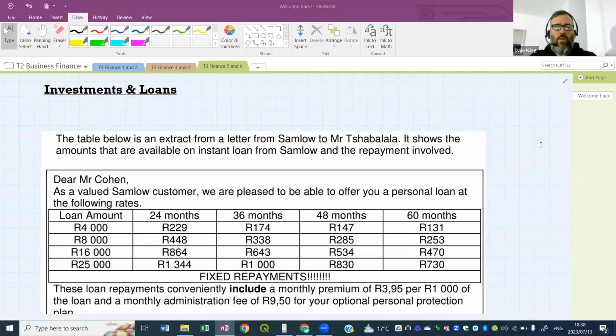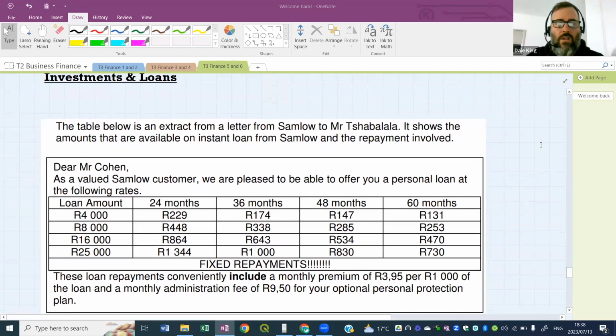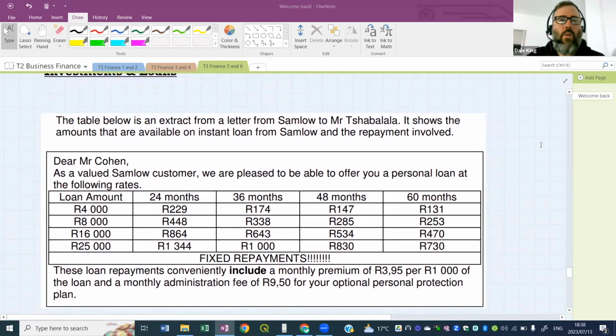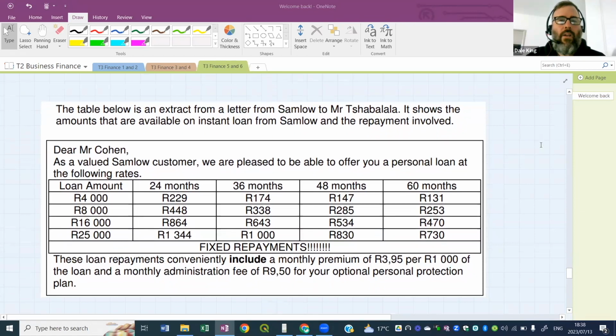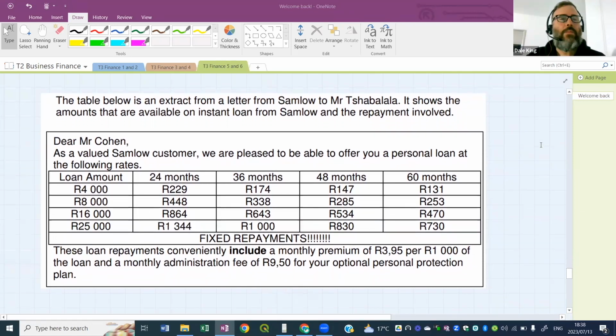All right. Investments and loans. Let's have a look at this. Lots of numbers on the screen. What is going on here? Let's read it together. The table below is an extract from a letter from Samlo, the name of a financial institution, to Mr. Chabalala. It shows the amounts that are available on an instant loan from Samlo and the repayment involved.